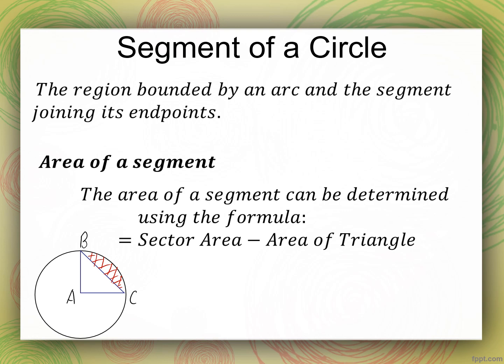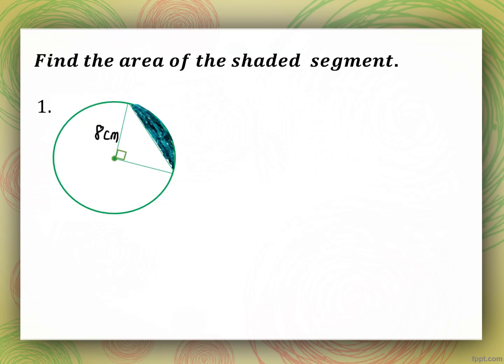Okay, so let us apply it. Let us solve some problems. Let's have an example. Find the area of the shaded segment. We have here a circle with a radius of 8 centimeters, and we can also see that we have a central angle which is a right angle. Therefore, the measure of the intercepted arc is 90 degrees.